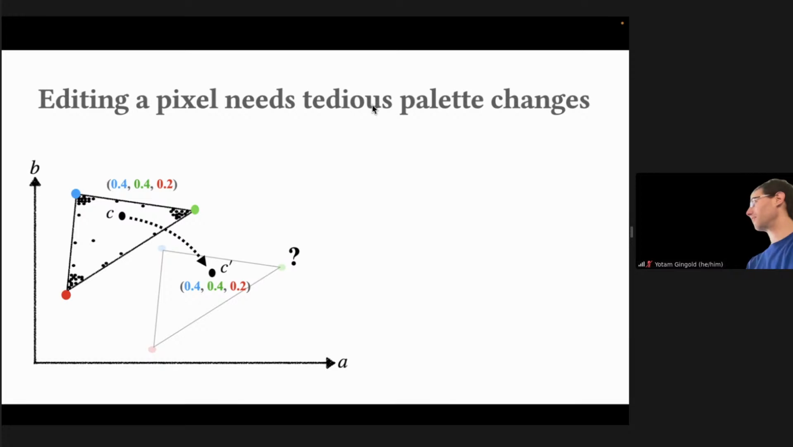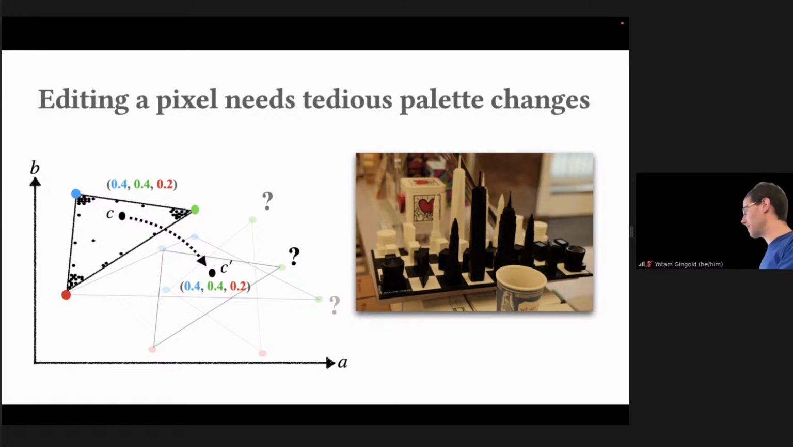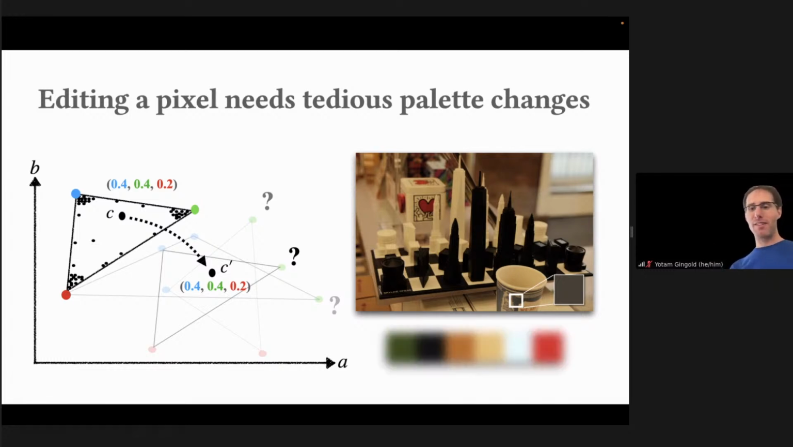It could be this triangle. It could be this triangle. It could be this triangle. So, which triangle should it be, right? And looking at this in image space, this is like me going and saying, there's a pixel right here on this cup, and I want to change the color of this pixel. What should I do to my palette?